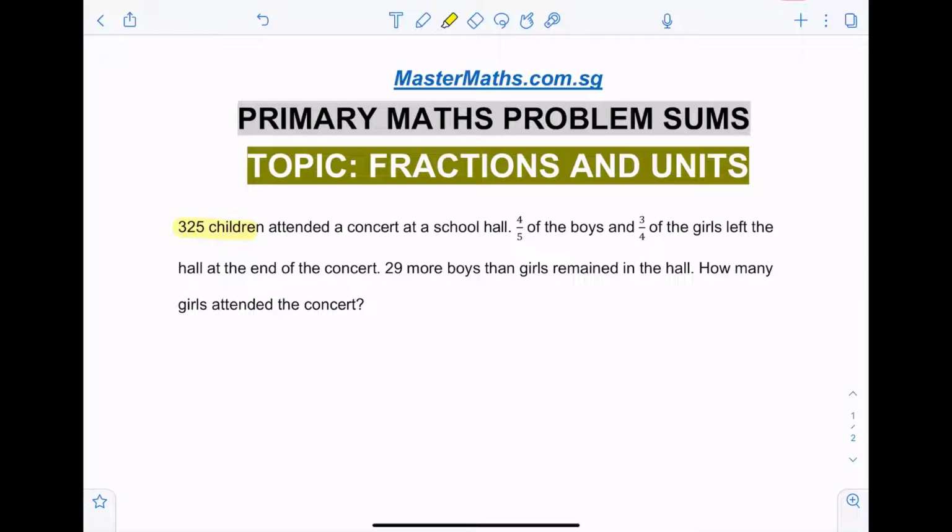325 children attended the concert at the school hall. 4/5 of the boys and 3/4 of the girls left the hall at the end of the concert. 29 more boys than girls remain in the hall. How many girls attended this concert?